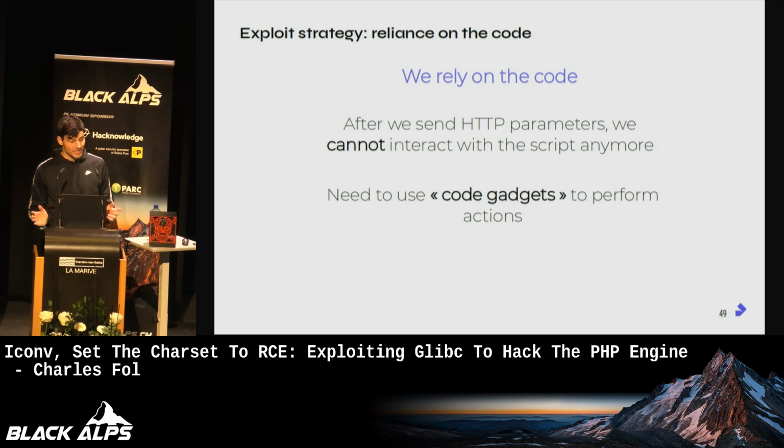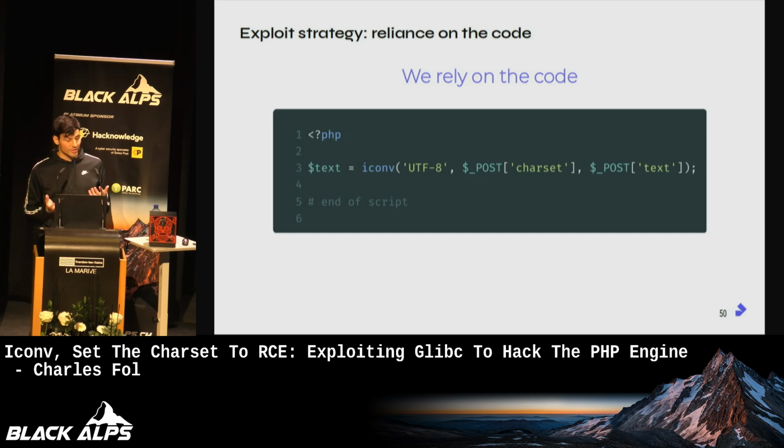But for doing this, we actually rely on the code. Beforehand, we could allocate filters, we could allocate buckets, we could do many things to control the memory. Here, we only have a call to Iconv. We don't have anything else. So after we send the parameters, we cannot do anything else anymore, and we have to rely on the code. And we have to use what I call code gadgets. To give you a better idea of code gadgets, say that you have this piece of code. So here, the bug, you can trigger it, okay?